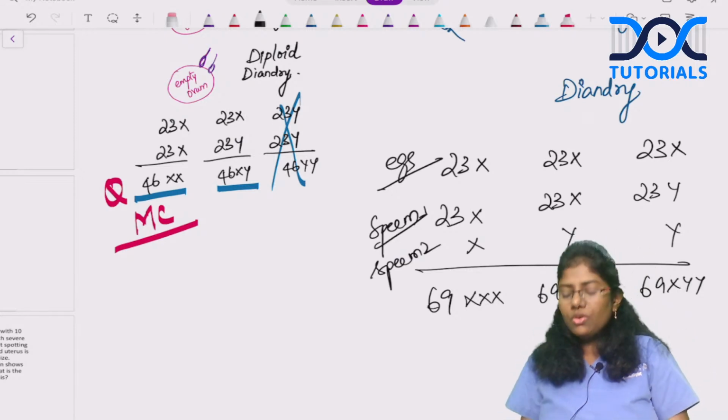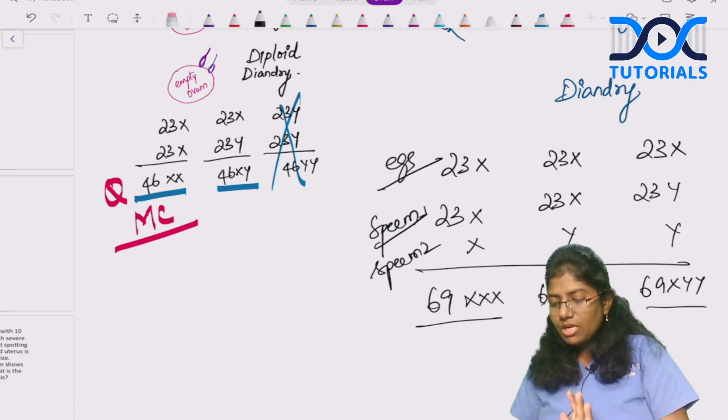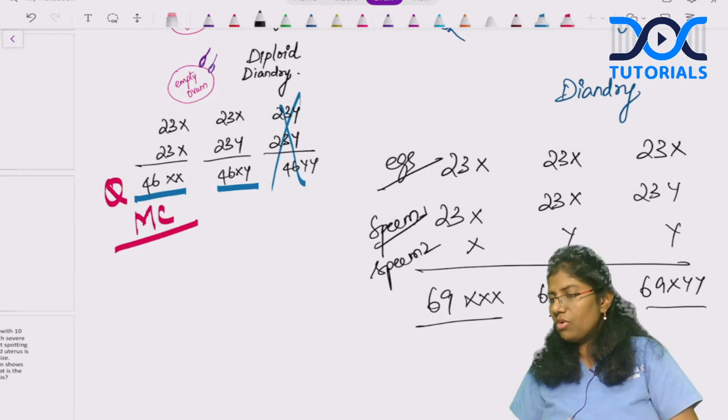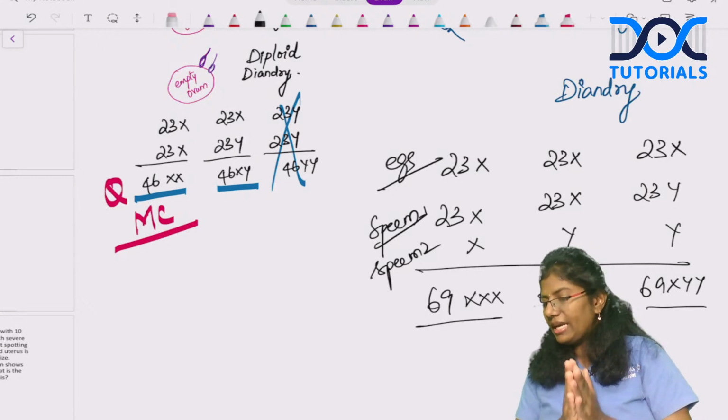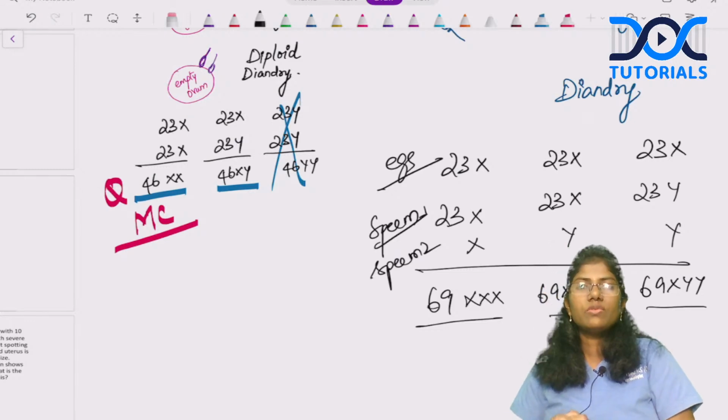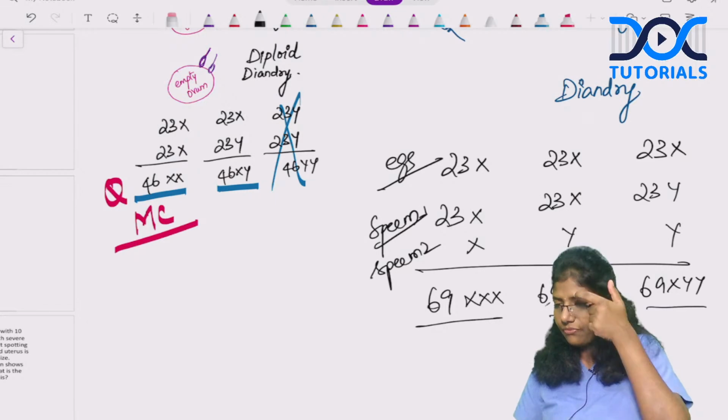Now tell me, among the three, which is the most common karyotype in a partial mole? Is it 69XXX, 69XXY or 69XYY? Which is the most common karyotype in partial mole?